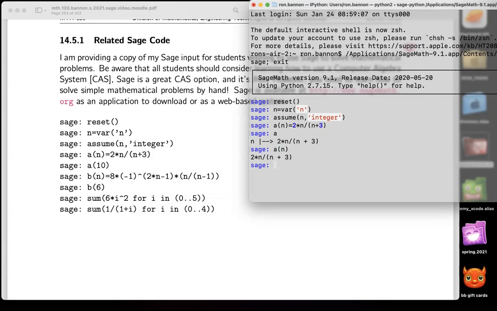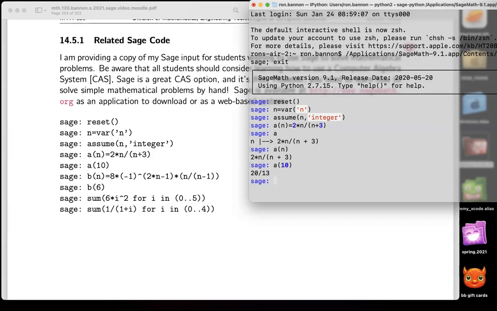I think you probably notice the two differences there. n is being mapped to 2n divided by n plus 3, and a(n) is a function, and that function is 2n divided by n plus 3. So if I write down a(10), it's going to evaluate the function a(n) at 10. I can do that by hand too, and it's going to be 20 over 13.